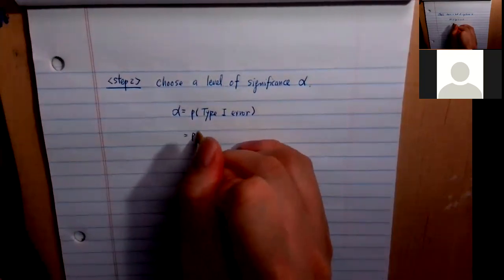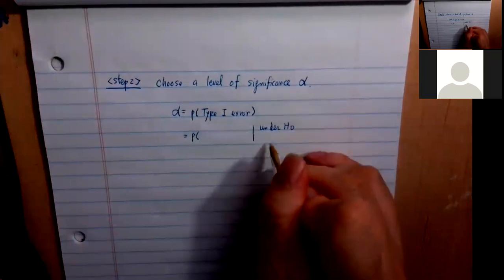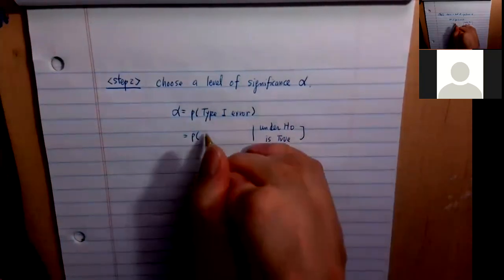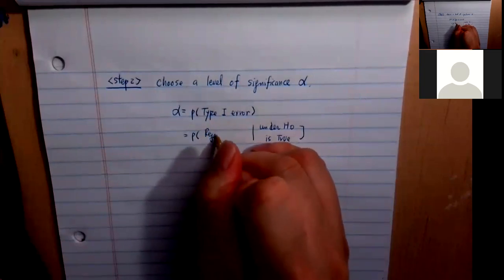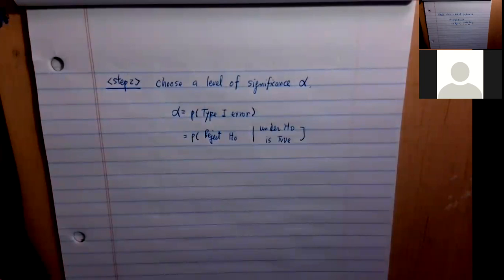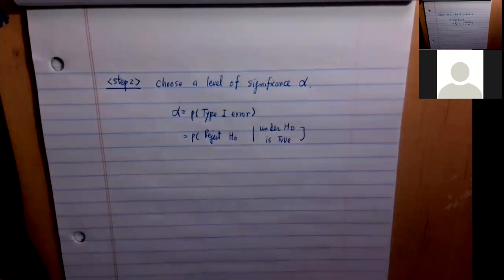And what's a Type 1 error? Under the assumption that H0 is true, we still reject H0. That's called a Type 1 error. For a more advanced course, we'll tell you more about this. Here, we just tell you a very simple rule.